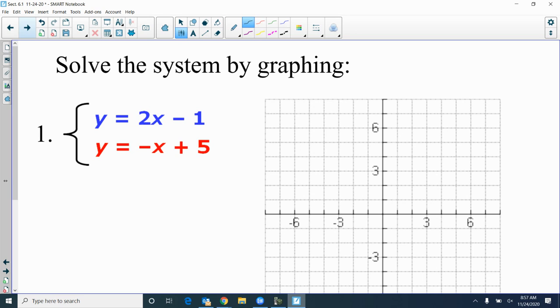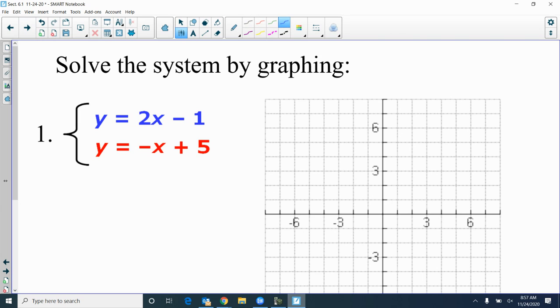And the first way we're going to do it today is by graphing. Remember, when you graph a line, you are graphing all of the answers to that line. And so if I graph 2 lines, and they cross, where they cross tells me the answer that worked for both lines. So we want to figure out where they cross. That is our answer.